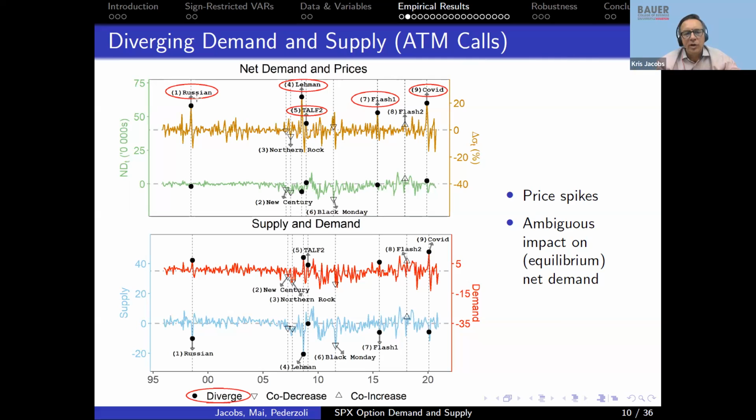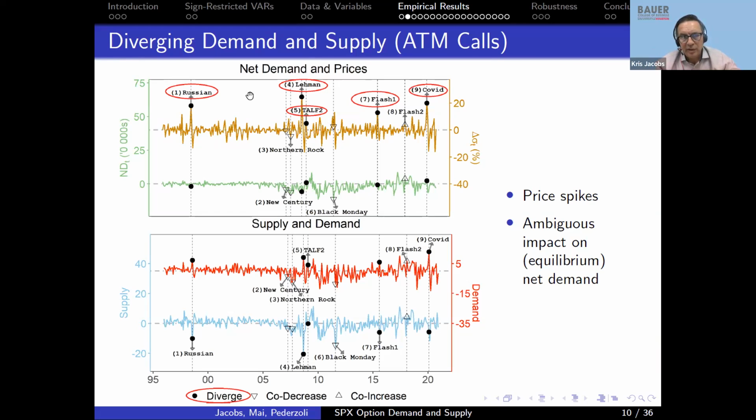This is the Russian default, which is way back in the 90s. This is Lehman, which we all know in the financial crisis. This is TALF 2. That's when the federal government put more money in that asset-backed fund. This is the first flash crash, and this is the one that's probably all in our recent memory, which is COVID. Okay, and so we're looking at other events too. I'm going to cover them in a second.